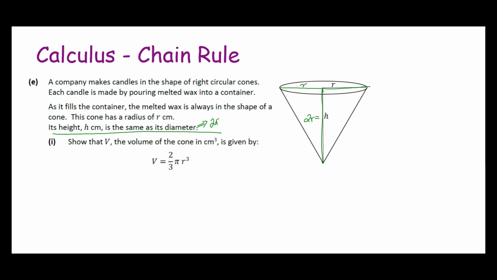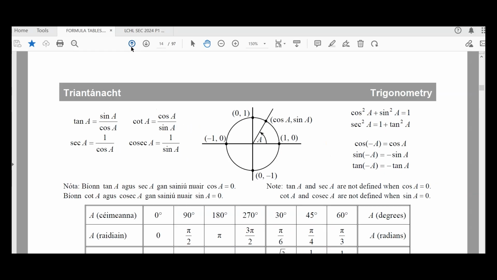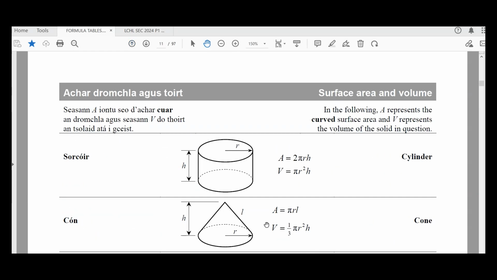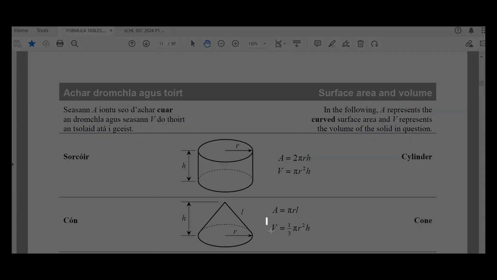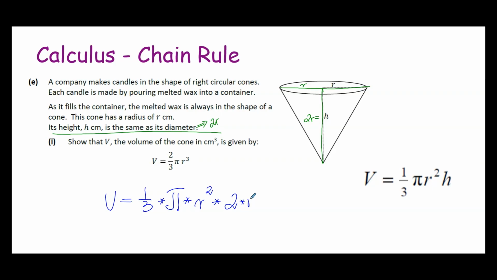Okay, how do I get the volume of the cone? I go to the table, I find my formula for the volume of the cone. There it is. So we take that and we apply that to our situation at hand. So that means the volume will equal 1/3 multiplied by pi multiplied by radius to the power of 2 multiplied by h. I have h, but my answer doesn't have h. That's why they told me that h is twice the radius. Multiply by 2, multiply by r.